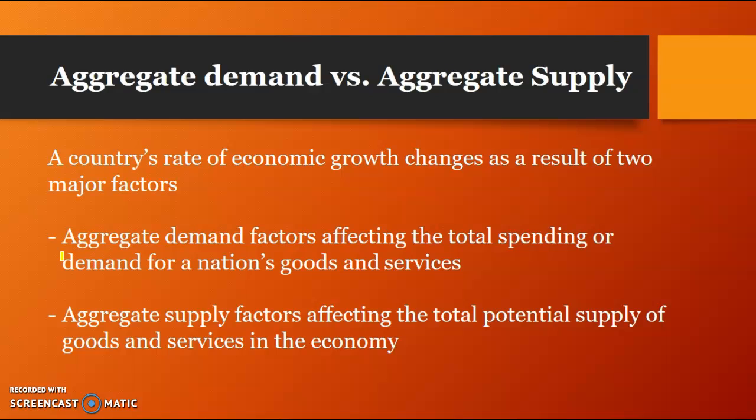So a country's rate of economic growth can change as a result of two major factors. They can either be aggregate demand factors, which are basically, in really simple terms, factors that impact spending, factors that impact the demand for Australian-made goods and services, or aggregate supply factors, which essentially affect our total supply potential and our ability to produce goods and services.